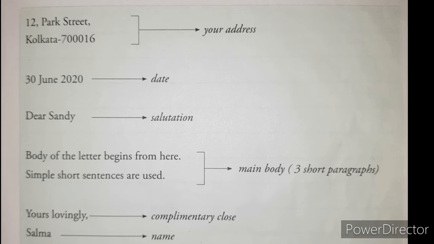After the main body, what is there? The complimentary clause. Here in the complimentary clause, what is used? Yours lovingly. Complimentary means expressing a compliment, a little bit of respect or praise we express with this phrase, Yours lovingly. And below the complimentary clause, the name will come, the name of the person who is writing the letter. If you are writing the letter, your name will come below Yours lovingly. In this way you have to write an informal letter.